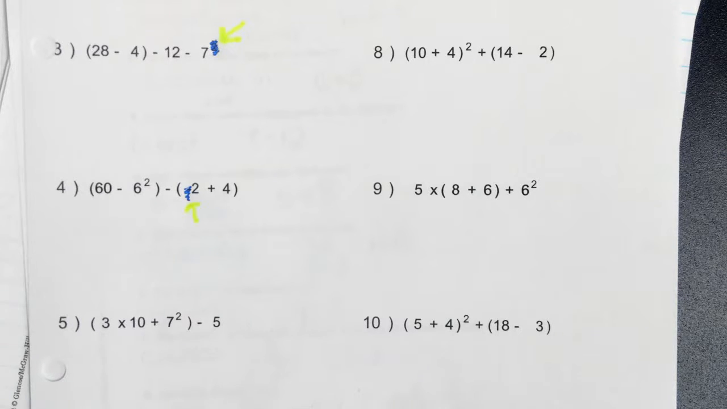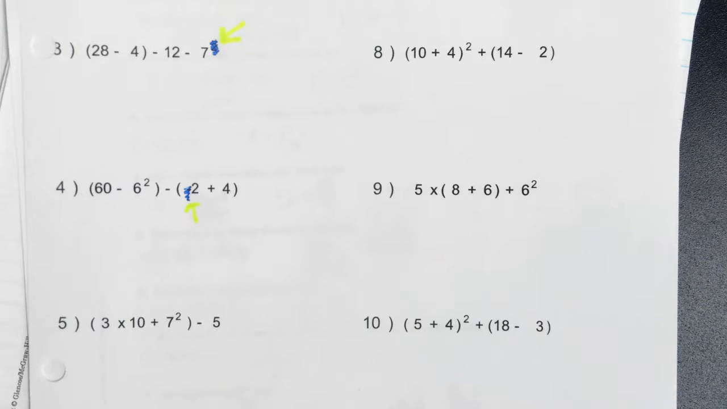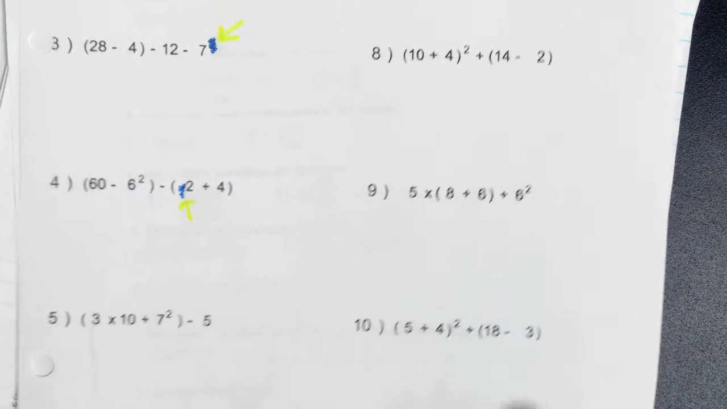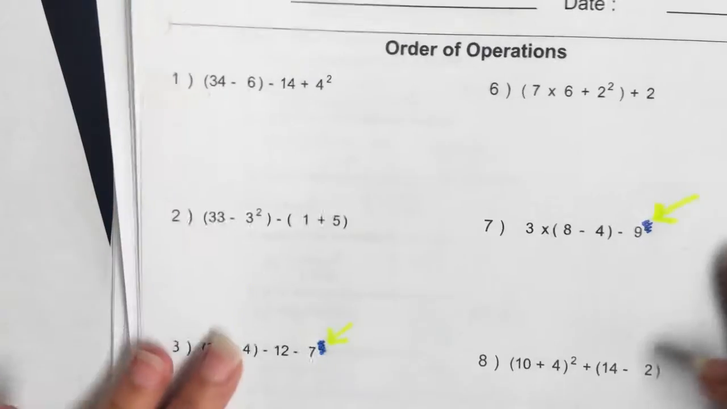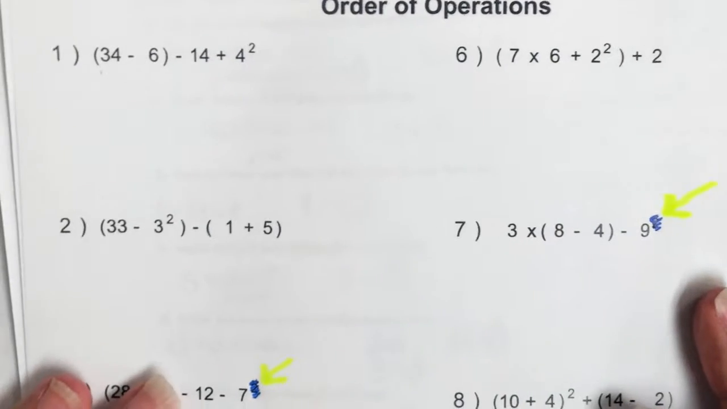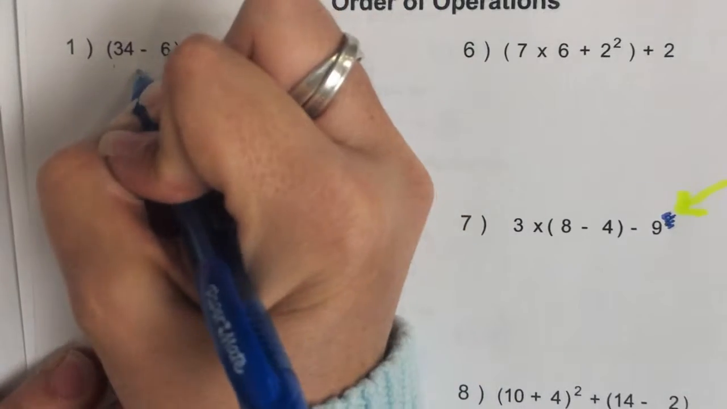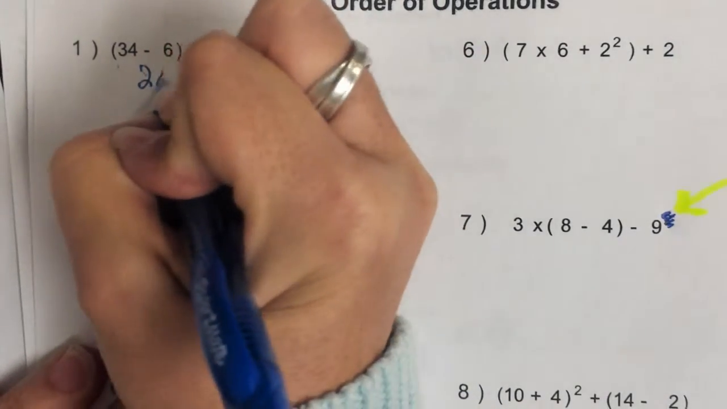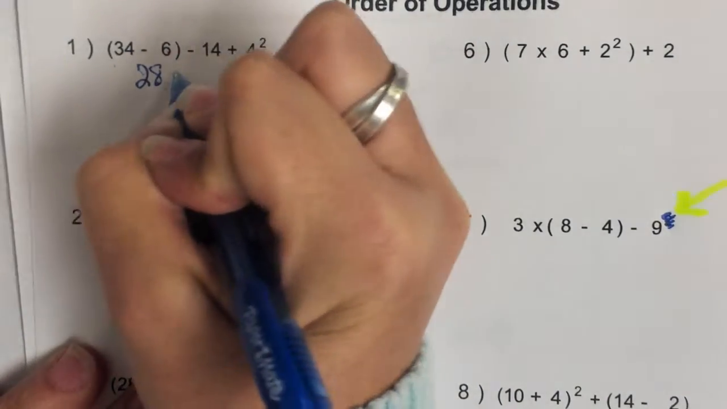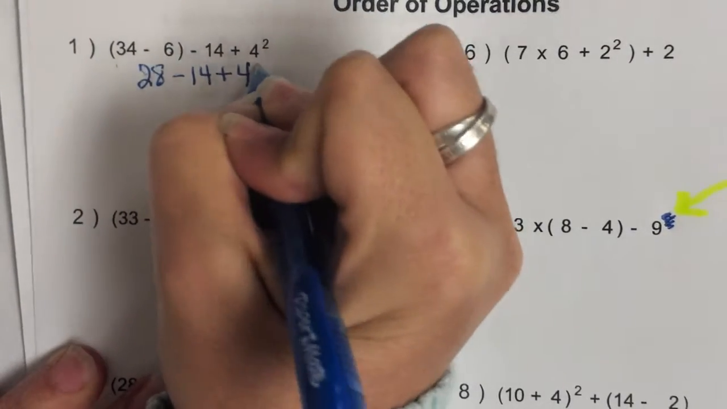Now, let's do some together, because here's the thing. They're just a little bit more complicated than the other day. We just got to keep telling ourselves the order of operations. Here we go. Let's do number 1. What should we do first? Parentheses. What is 34 minus 6? 28. That is the one new number for that line. Then I bring down everything else.